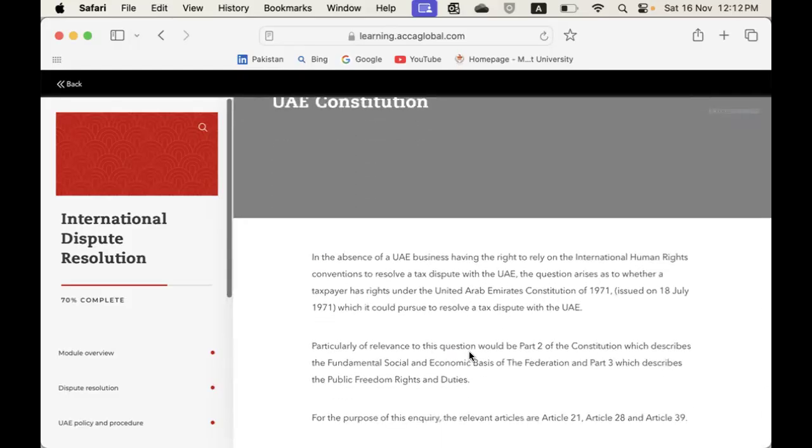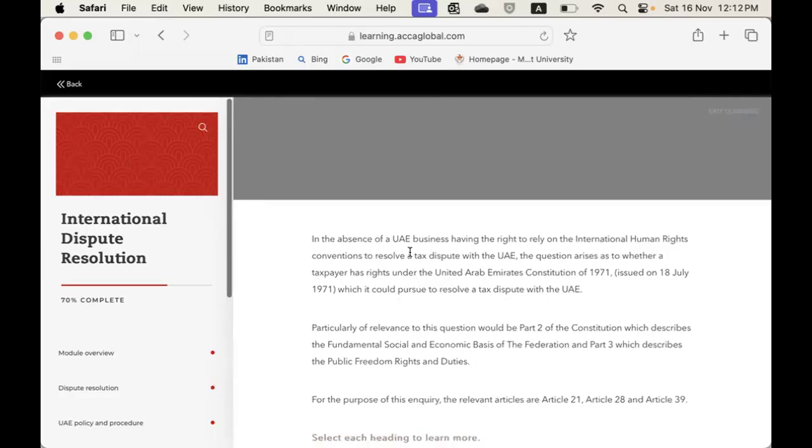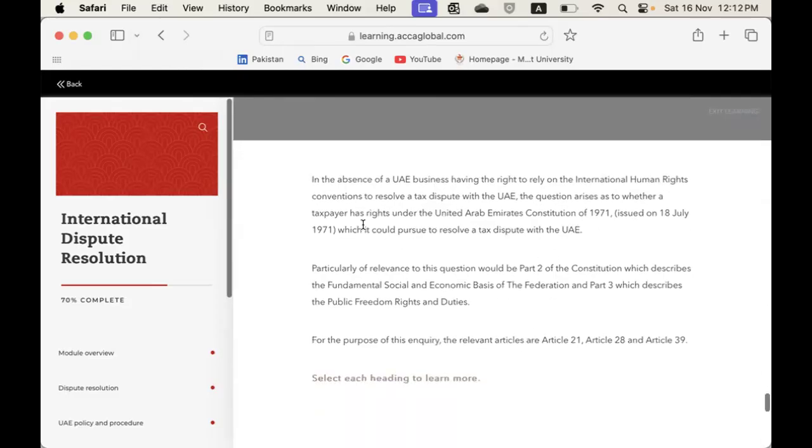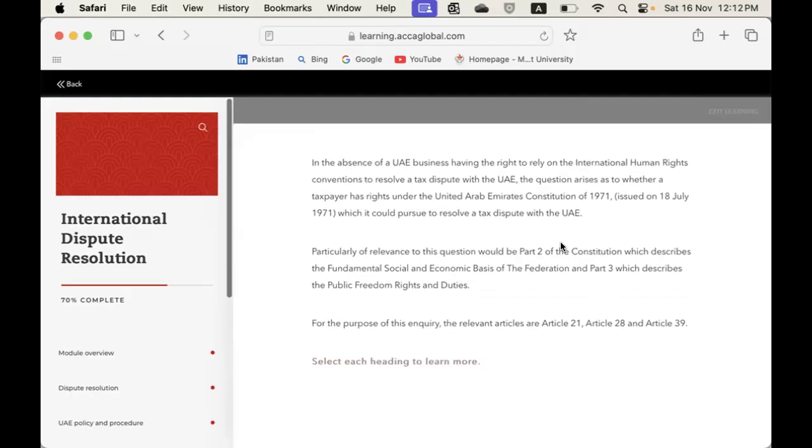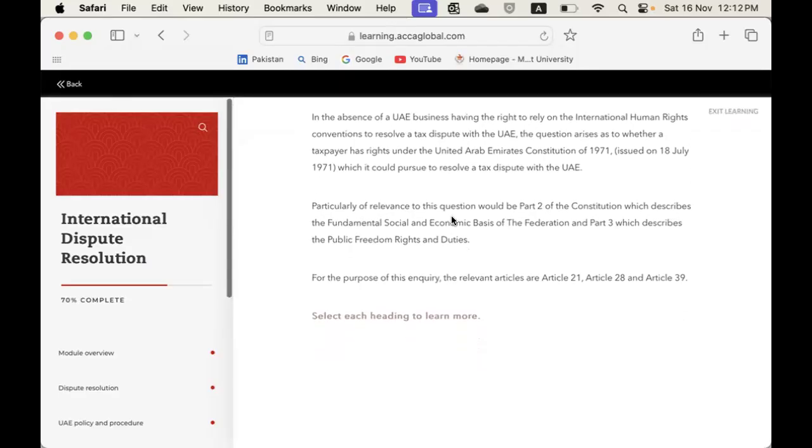UAE Constitution. So another interesting aspect: in the absence of a UAE business having the right to rely on the international human rights conventions to resolve a tax dispute with the UAE, the question arises as to whether a taxpayer has rights under the United Arab Emirates Constitution of 1971, issued on 18 July 1971, which it could pursue to resolve a tax dispute with the UAE. I believe there might be other laws like the civil procedures law or the penal code, but for the time being, in this course, what we are looking at is the highest level of law that any country has, which is the constitution.